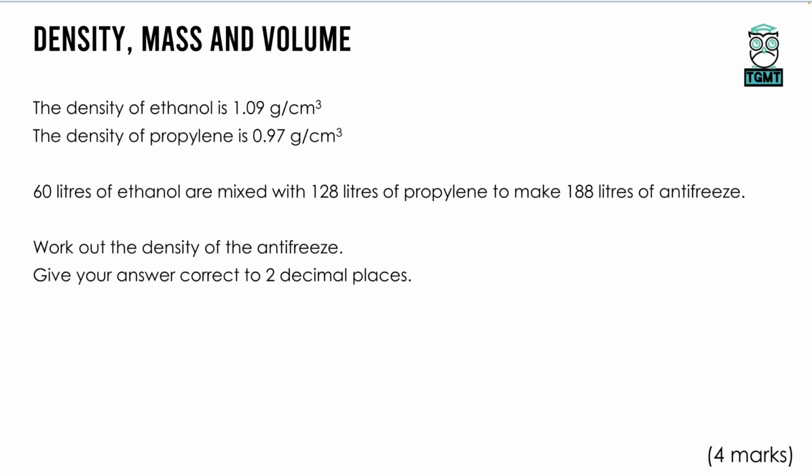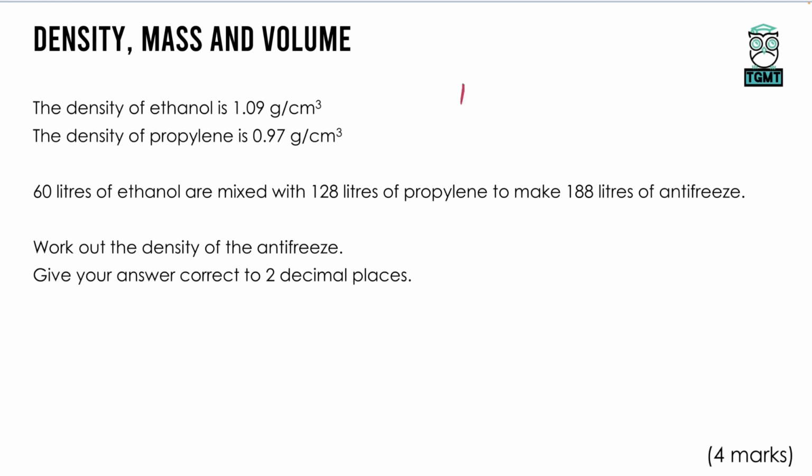Now, when we have density, mass and volume mixtures, I like to lay it out in a particular way. But it says here the density of ethanol is 1.09, the density of propylene is 0.97, and then it says 60 litres of ethanol are mixed with 128 litres of propylene to make 188 litres of antifreeze. Work out the density of the antifreeze.